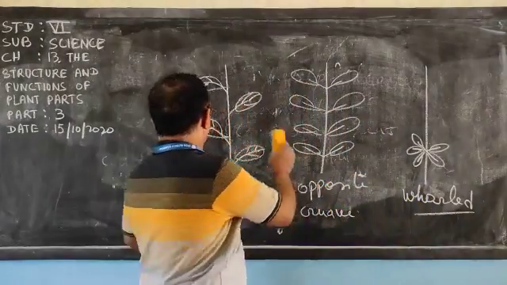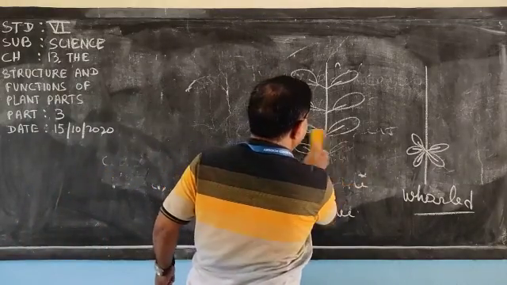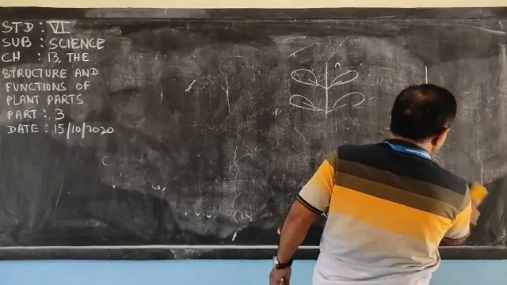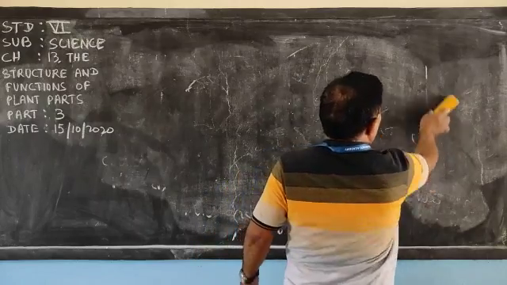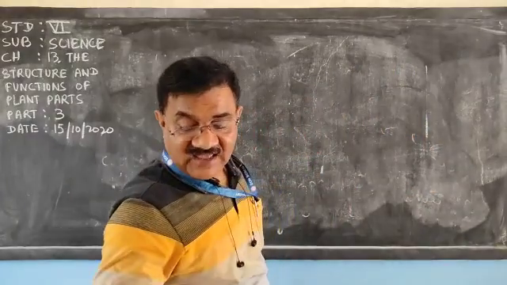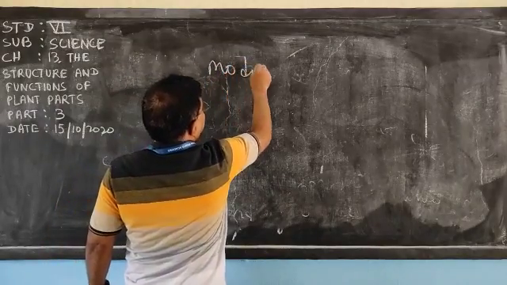Now, modification of leaves. Modification, as you know, is a change in structure for a special function. So a change in the structure of the leaves for proper function is called modification of leaves.